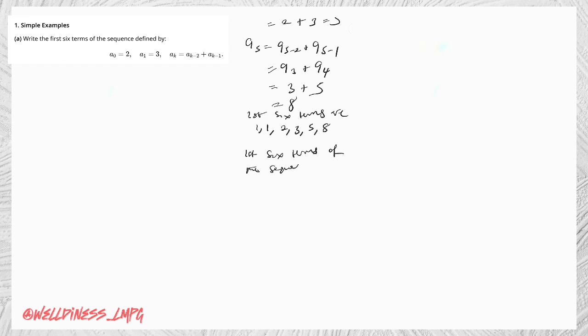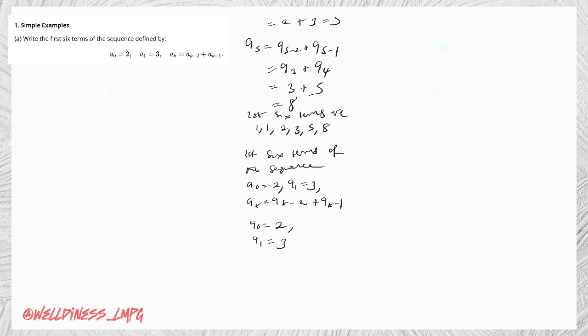So now the next question says write the first 6 terms of the sequence defined by A0 is equal to 2, A1 is equal to 3, and AK is equal to AK minus 2 plus AK minus 1. Since we know our A0 is 2 and our A1 is 3, for us to get A2, all we have to do is substitute 2 everywhere we see K. And once we put 2 in our K, we arrive at the answer.